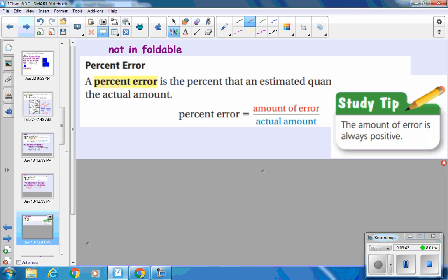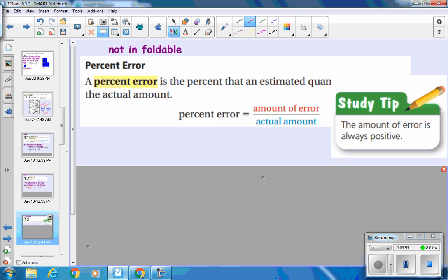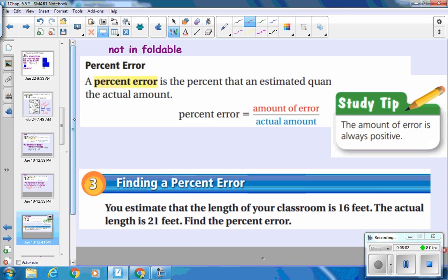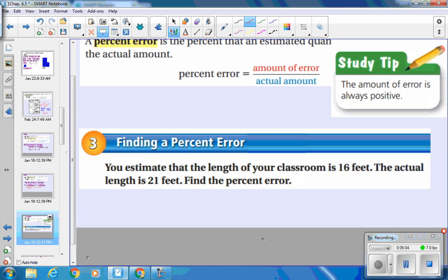So what that means is that, say you work in a factory and you're building something, what you make has to be really close to the size you wanted it to be. So you want to estimate, well, how far off am I from what I really wanted it to be? So in this case, let's look at this. This is example 3 in our book.